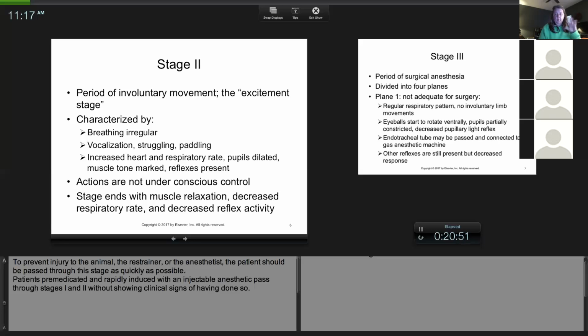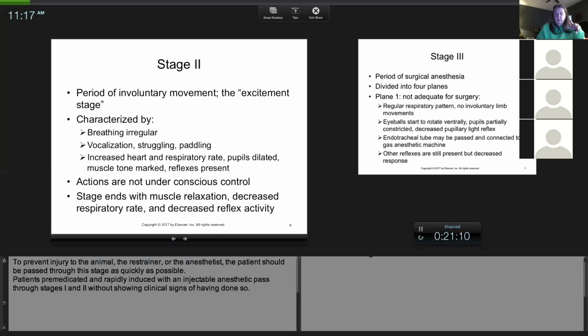Whoever is controlling the dog really has to be paying attention, because if they do something, they're kind of, and have a hold of the dog. These animals can throw themselves off the table. You can go from "I look sleepy" to "I'm crazy." So just be really cautious.